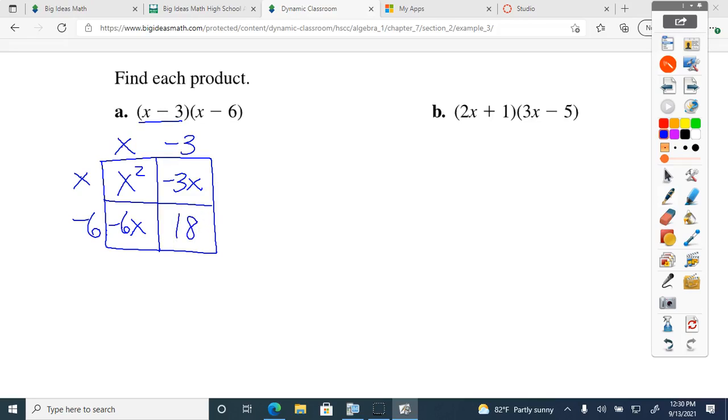And then the same process. If you have any like terms, you add them up. So this would be x squared, negative 6x and negative 3x make negative 9x, and a positive 18.